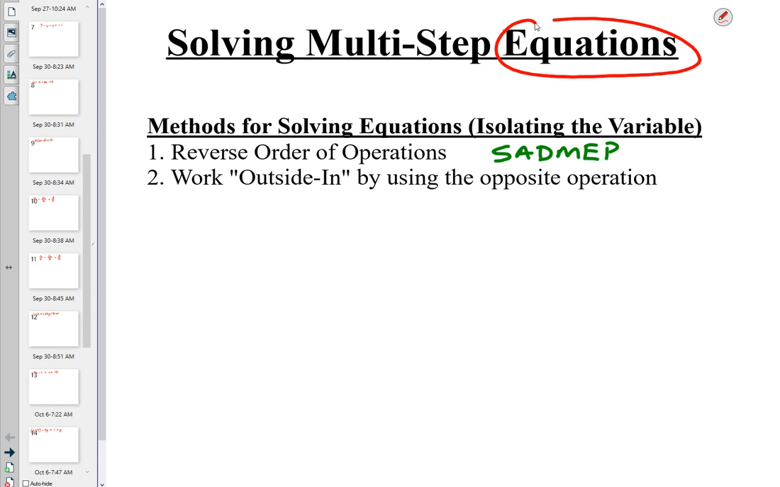What were we working with before we got to equations? Starts with E. It's been like 48 hours. It starts with EX, ends with expressions.